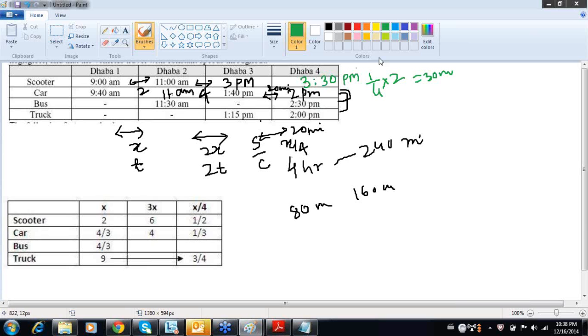Now, it took 45 minutes here. So you can calculate the ratio of the speed of car and truck. It will be 20 by 45. 20 by 45 means 4 by 9. Okay. Now go to the questions. I have given till now, till this I have given. Now go to the questions.